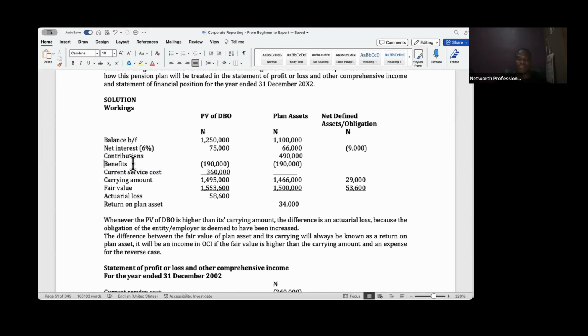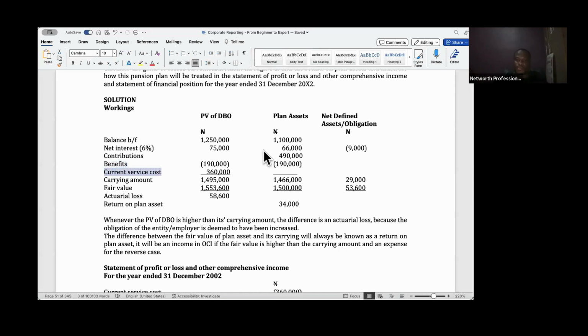The same thing applies to the benefits. The first leg is you are taking money out from your plan asset. And the second leg is reducing your obligation. So it has nothing to do with P&L. It only deals with the plan assets and the obligation. And that is why we didn't find them directly in our statements, because these two were impacting your assets and liabilities. They had nothing to do with P&L directly, unlike interest and current service cost.